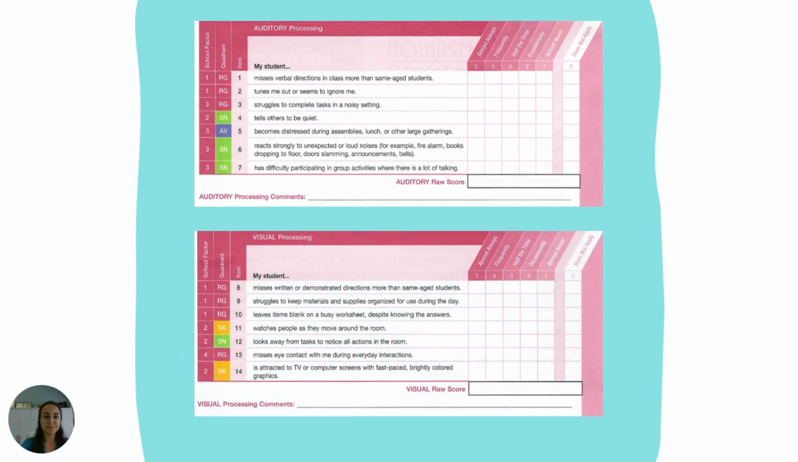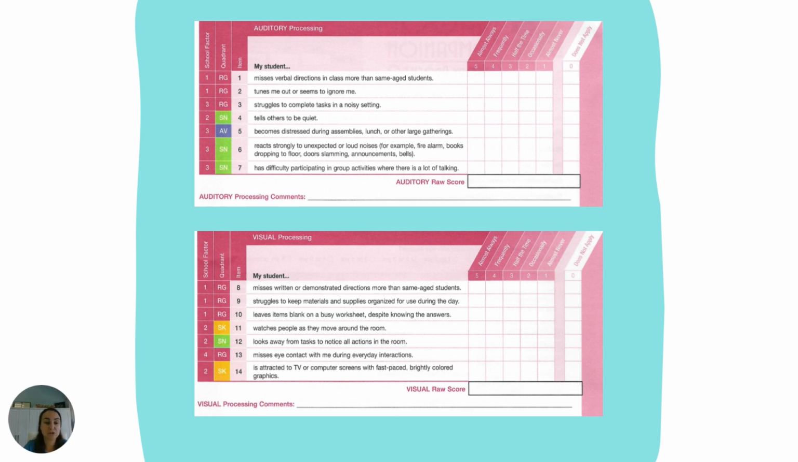All right, so the first section is auditory processing, and some of those questions include when the child tells all the other children in the class to be quiet, constantly shh, shh. Maybe they get overstimulated by auditory input, or children that seem to tune you out in class or seem to ignore you in class, children that struggle to complete tasks in a noisy setting. Those are some of the questions that they ask.